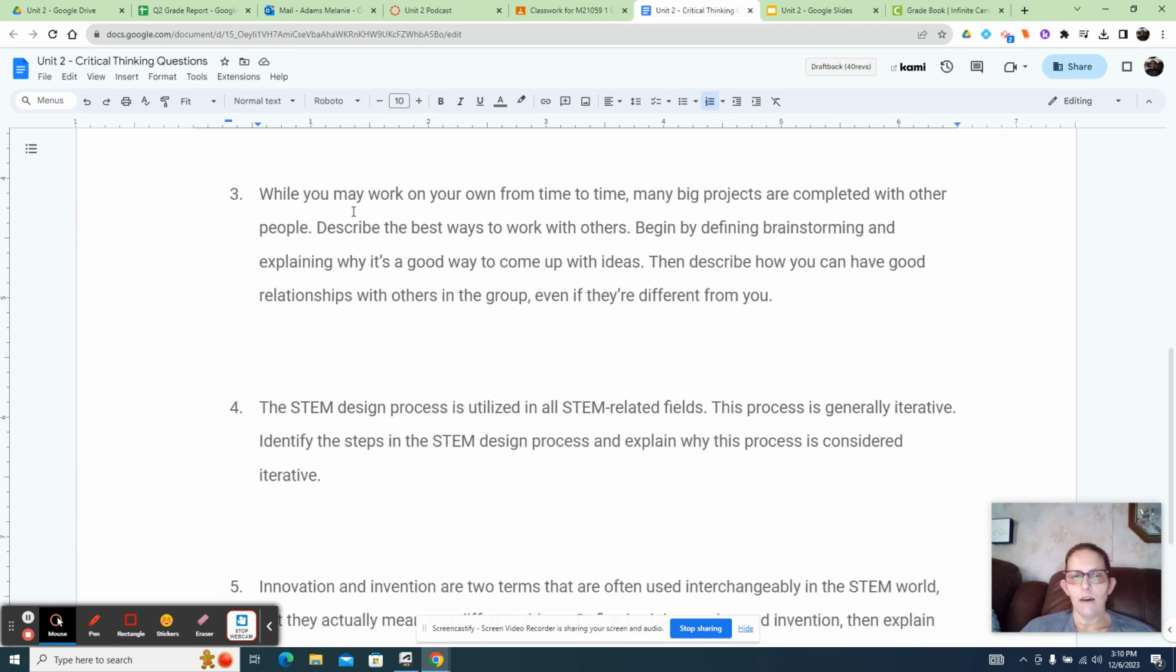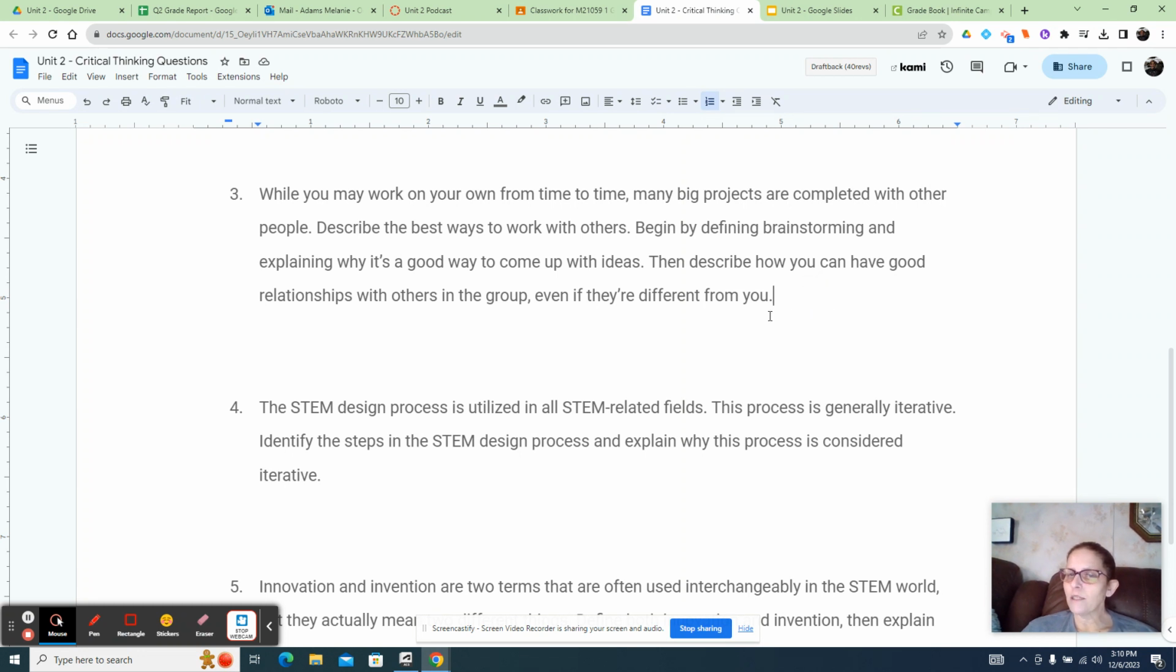While you may have work on your own from time to time, many big projects are completed with other people. Describe the best ways to work with others. Begin by defining brainstorming and explaining why it's good to come up with ideas. Then, describe how you can have good relationships with others in the group, even if they're different from you.